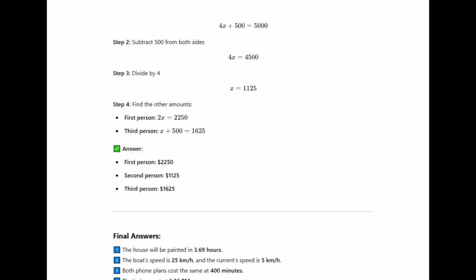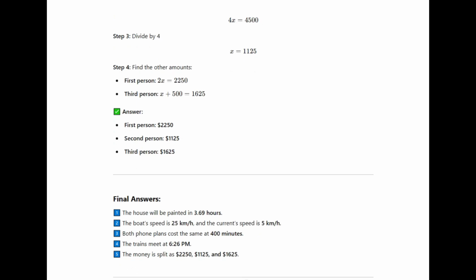Answer. First person, $2,250. Second person, $1,125. Third person, $1,625. Final answers. 1. The house will be painted in 3.69 hours. 2. The boat's speed is 25 kilometers per hour, and the current speed is 5 kilometers per hour. 3. Both phone plans cost the same at 400 minutes.